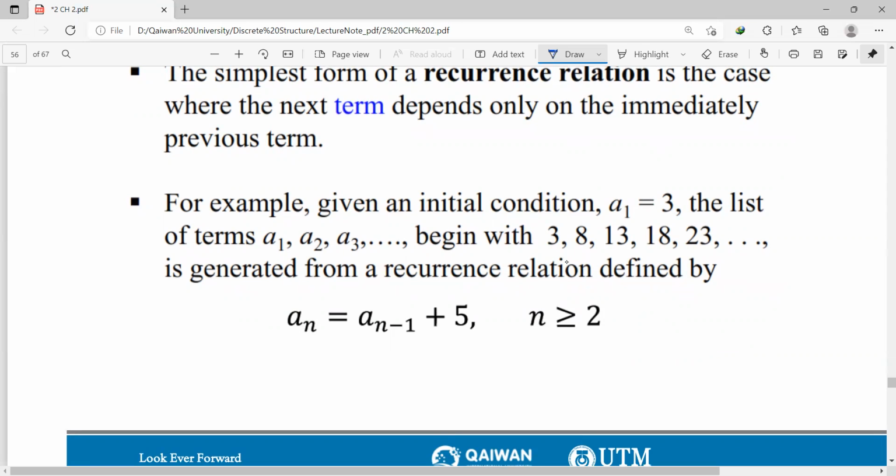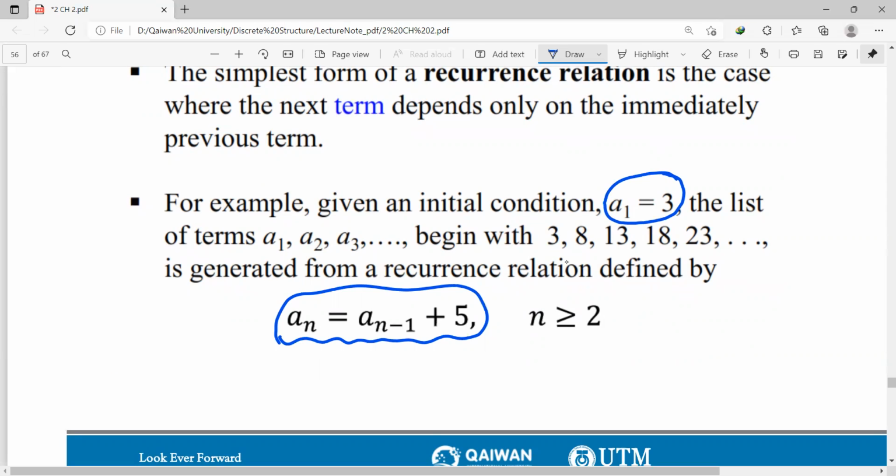Here we have an example. It says A_n equals A_n minus 1 plus 5. This is a recurrence relation. Write down the sequence. Here it says A1 is 3. Look, the initial condition is given. A1 is 3.